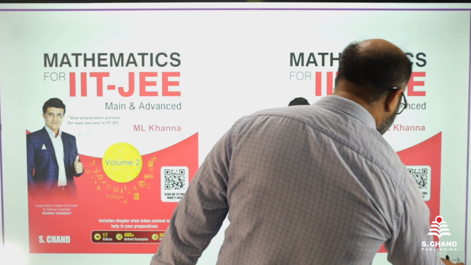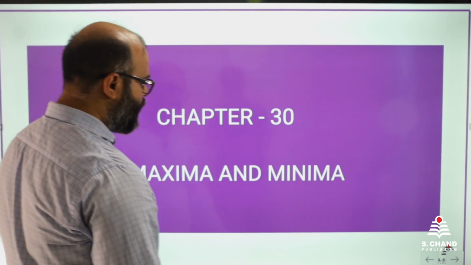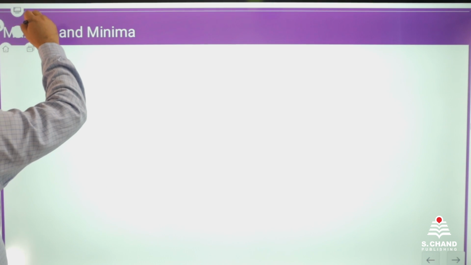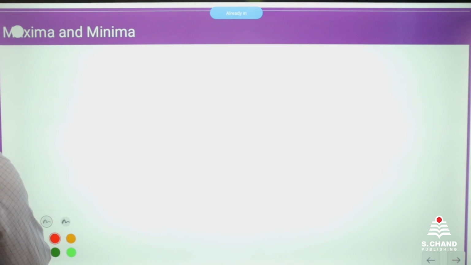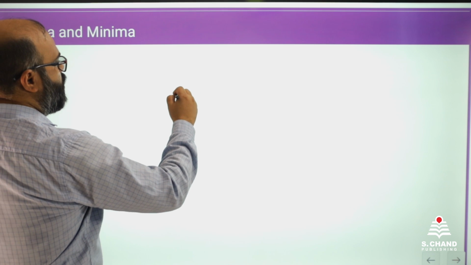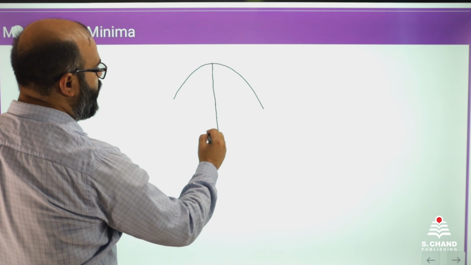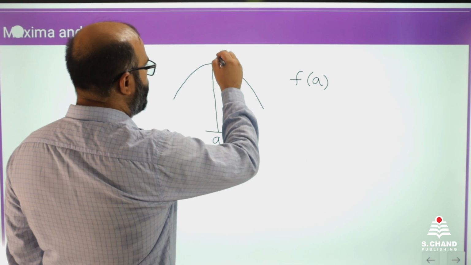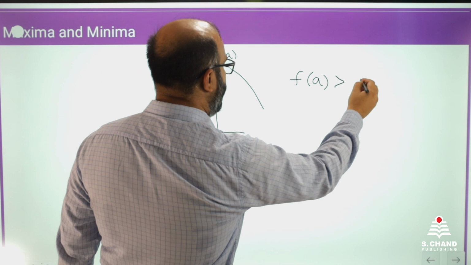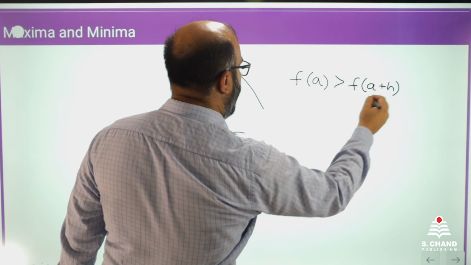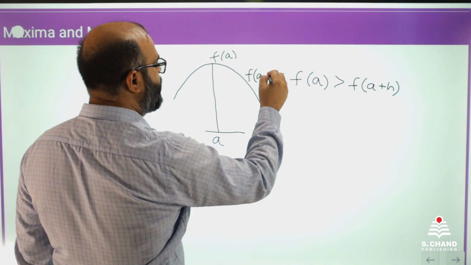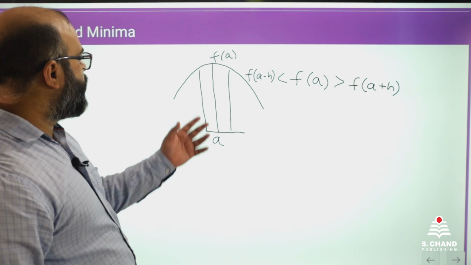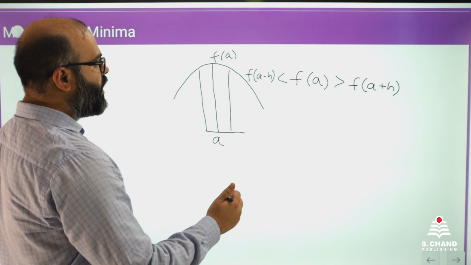So the chapter here is right now Maxima and Minima. And first of all, let us see some basic concepts associated with Maxima and Minima. First of all, for a curve, if there is a local maxima at a point A, that means that f of A is greater than f of A plus h and also greater than f of A minus h. So the point next to it and the point before it is less than f of A, where h is in the neighborhood.